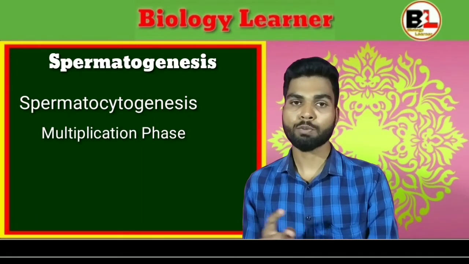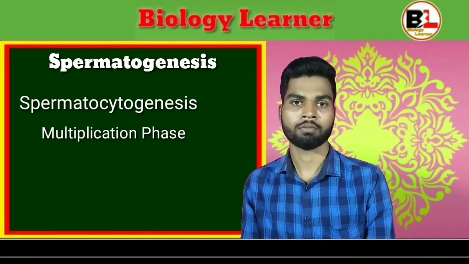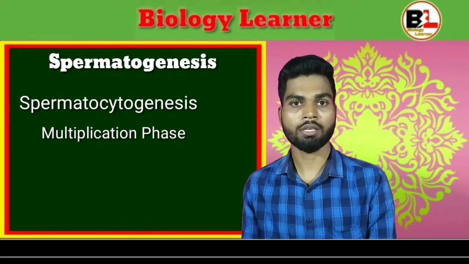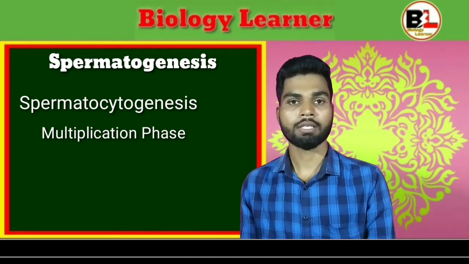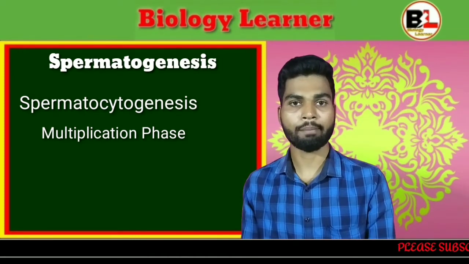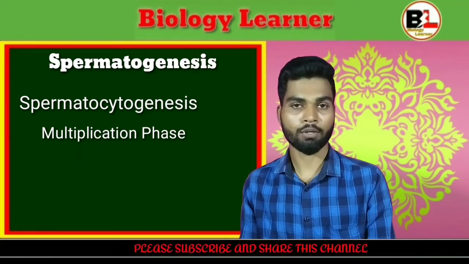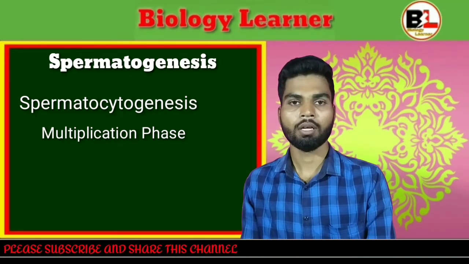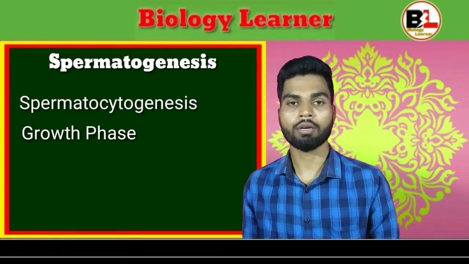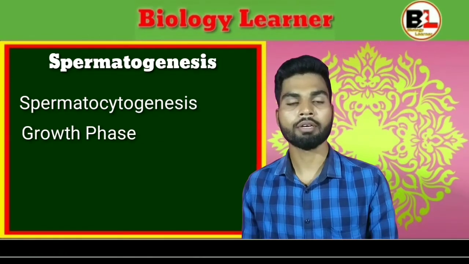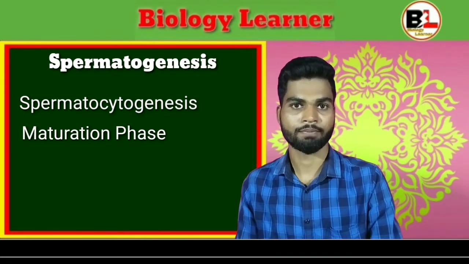Remember that from spermatogonia to primary spermatocyte, all are diploid, that is, they contain 46 chromosomes, or 2n chromosomes. After that, the primary spermatocytes enter the growth phase, in which they do not divide further and accumulate nutritive materials, mainly albumin, and enter the maturation phase.